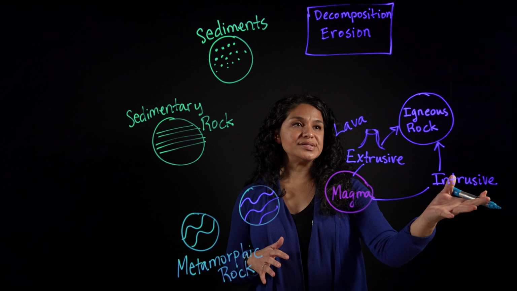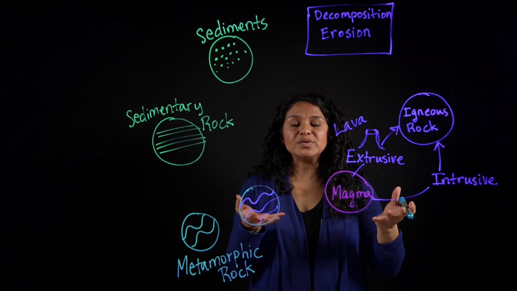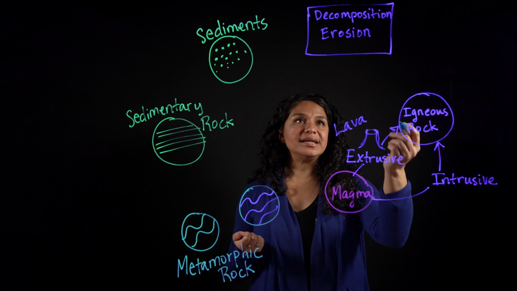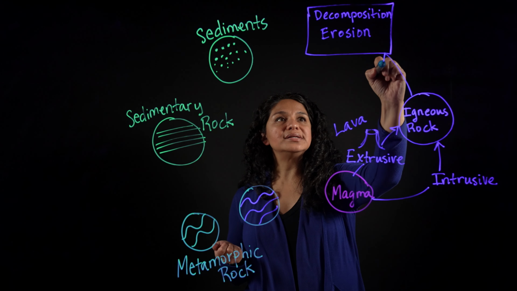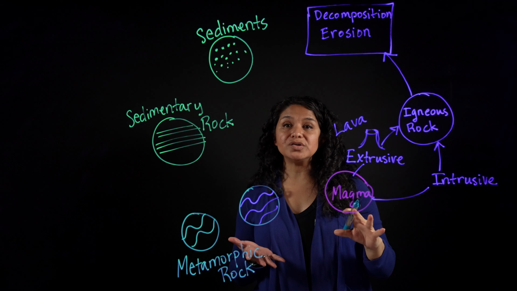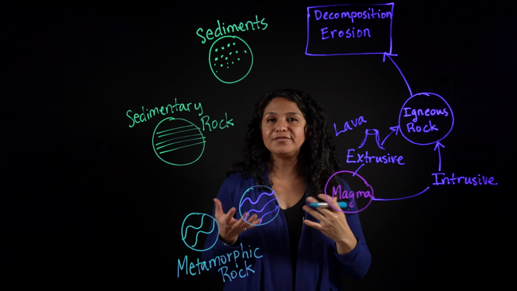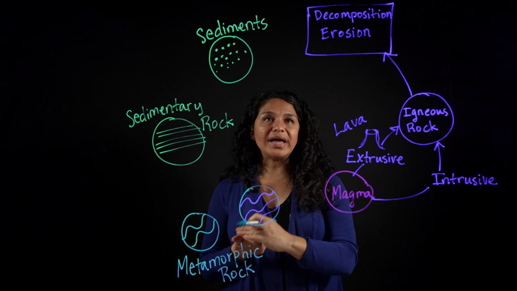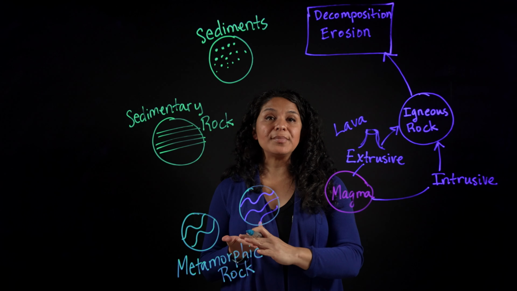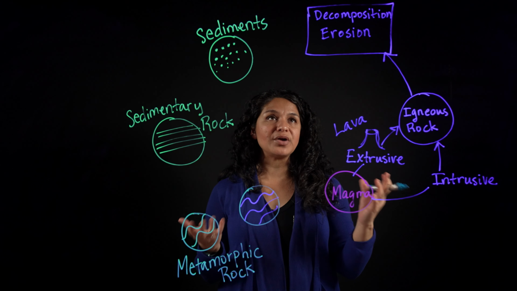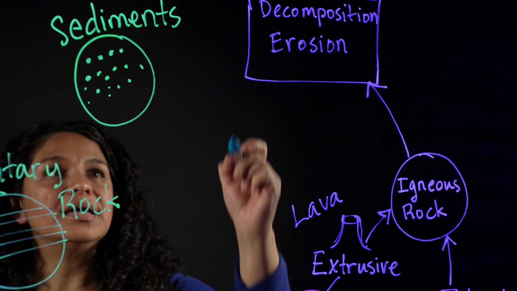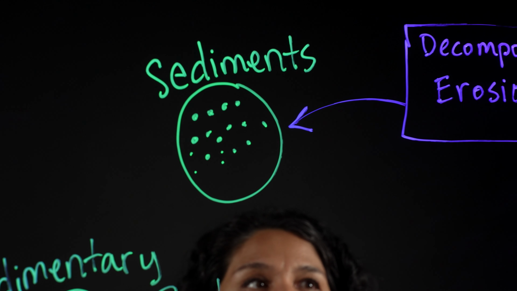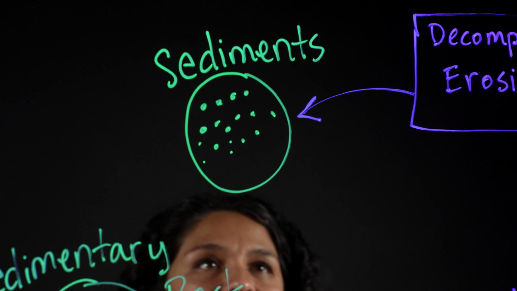From there, the intrusive igneous rock can uplift, which basically means that the rocks can come up to the surface. And igneous rocks can then undergo decomposition or erosion through weathering. So different things can cause weathering, such as rain or ice or even chemical weathering through acid rain, different processes that will break up the rock into sediment. So these are smaller particles that are forming from the breakup of the igneous rock.